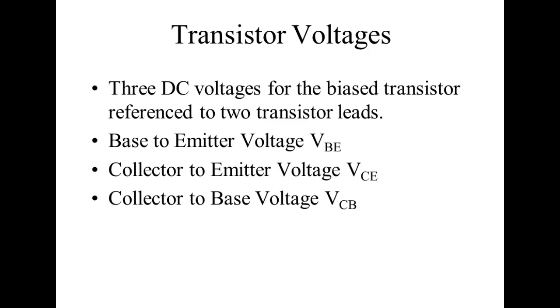VCE, this is a very important one. It tells me what region the transistor is operating in. If I measure the applied voltage across the collector to emitter, the transistor is cut off. If I measure less than 1 volt across collector to emitter, the transistor is saturated. If I measure somewhere between less than 1 volt and the applied voltage, it's operating in the active region. So this is one of the most important measurements we make, voltage collector to emitter. That voltage alone determines what region the transistor is operating in.